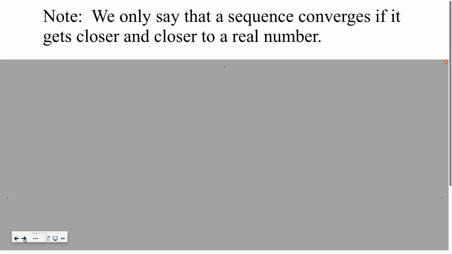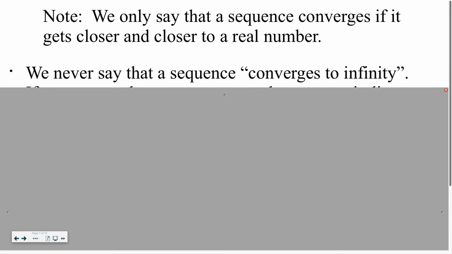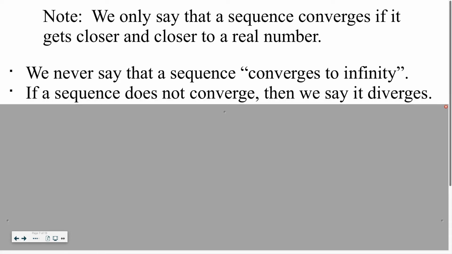We only say that the sequence converges if it gets closer and closer to a real number. So let's get some vocabulary straightened out. We never say a sequence converges to infinity. That does not make sense. We instead would say that it diverges to infinity. You can just say diverges. You wouldn't have to say to infinity.